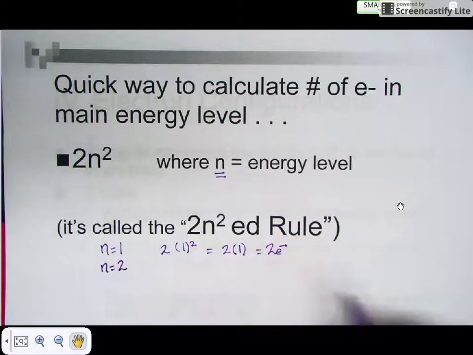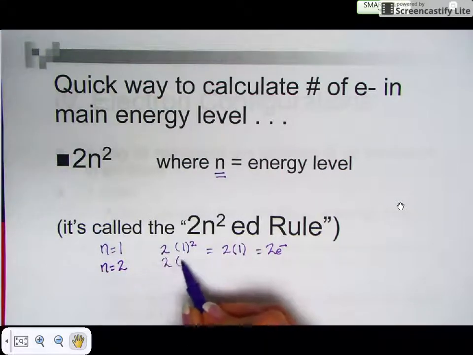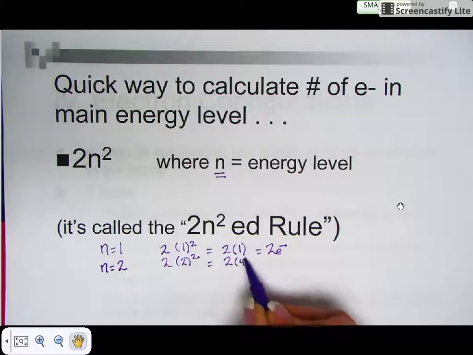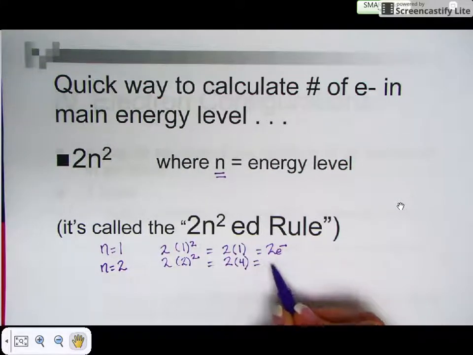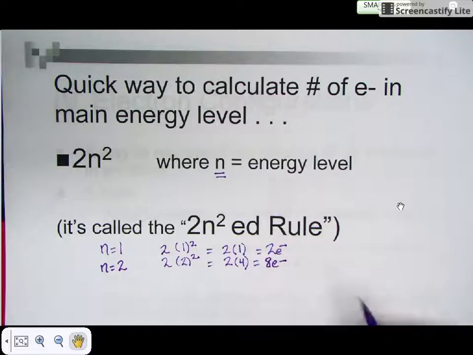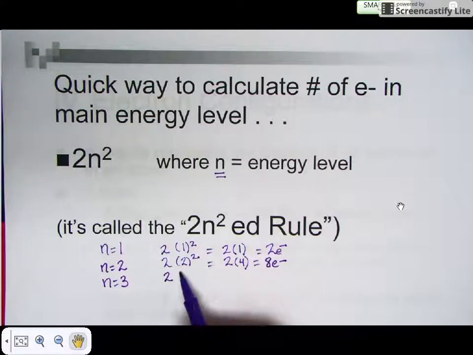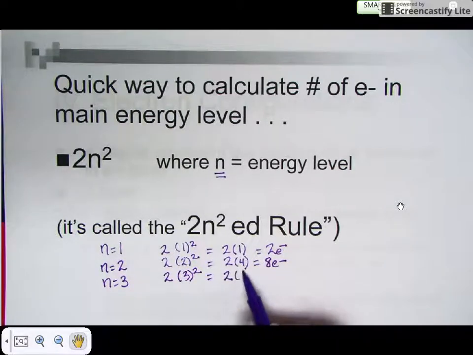For n equals 2, the second energy level, plug in 2 times 2 squared. Again, you have to square the 2 first. So 2 times 4. So that's going to give you, that's right, 8 electrons in the second energy level. For the third energy level, n equal to 3. Let's calculate that. Plug it into the 2n squared rule. 2 times 3 squared gives you 2 times 9. And that gives you 18 electrons can fit in the entire third energy level.